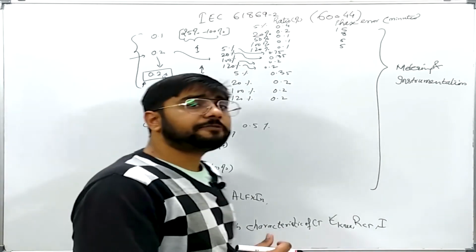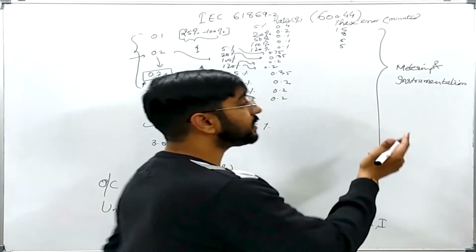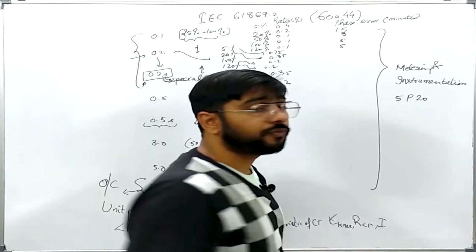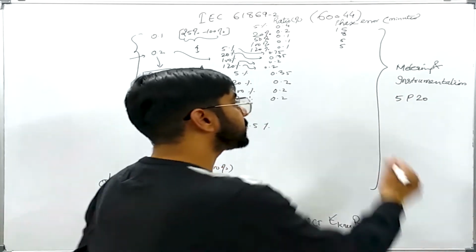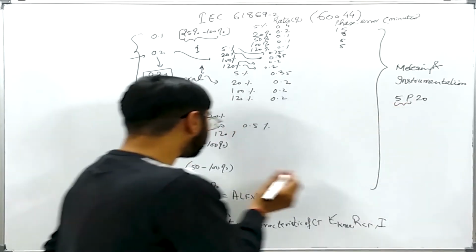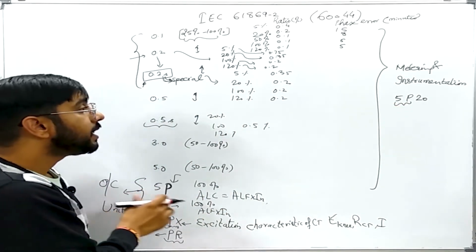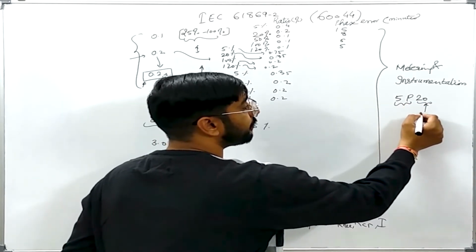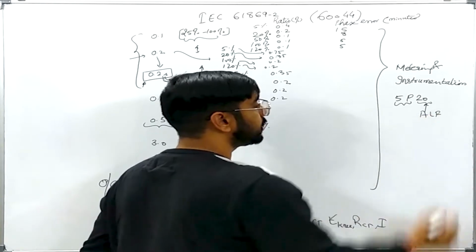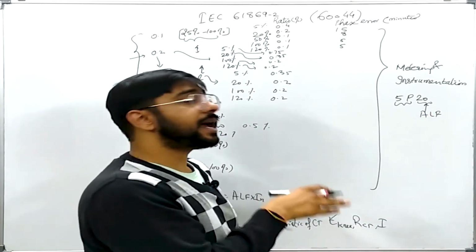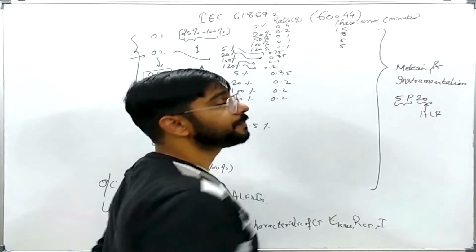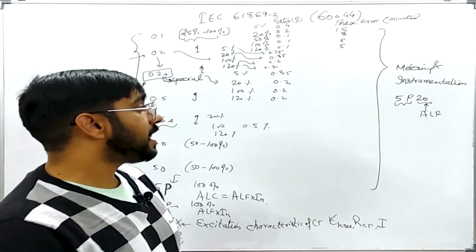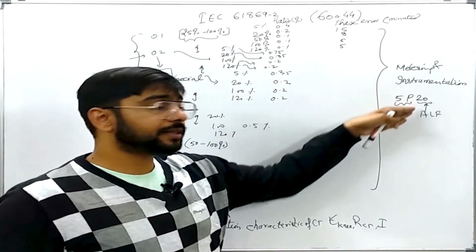Now usually we will find that, sorry, a CT is classified as 5P20. What does it mean? This 5P is the classification which I am showing here, and 20 is the accuracy limiting factor, ALF. That is, it will be having guaranteed error up to 20 times of the rated current. Okay, so this 5P20 is showing this thing.